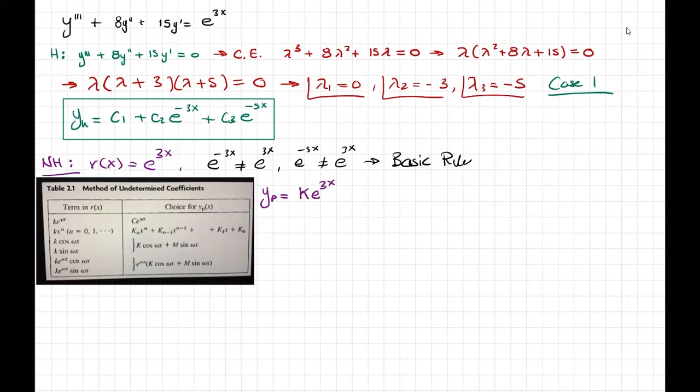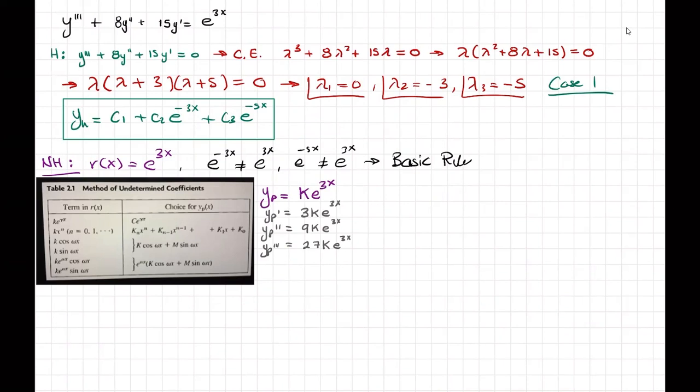Once again, I need to find all the others. So yp prime, I'm going to get 3k e to the 3x. yp double prime will be 9k e to the 3x. And then yp triple prime will be 27k e to the 3x, correct?